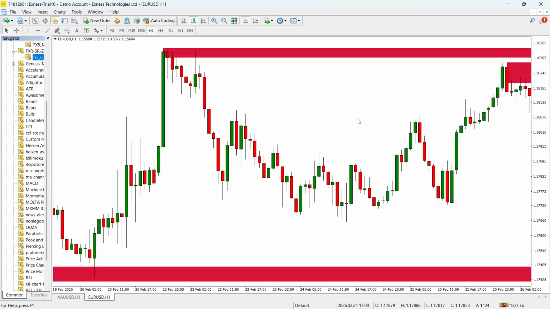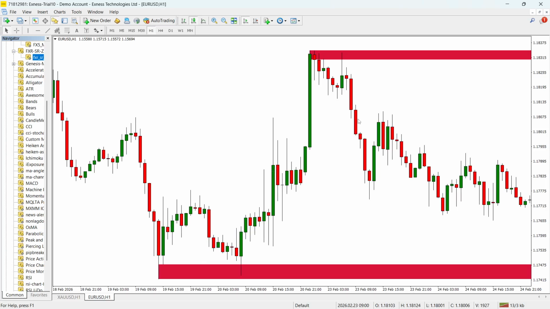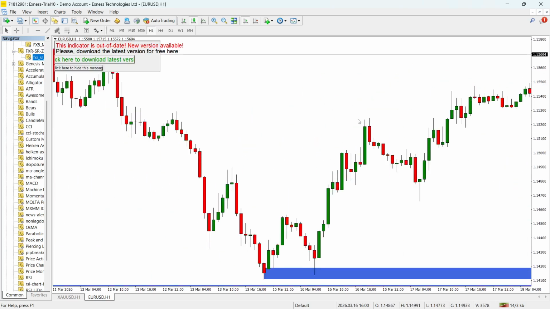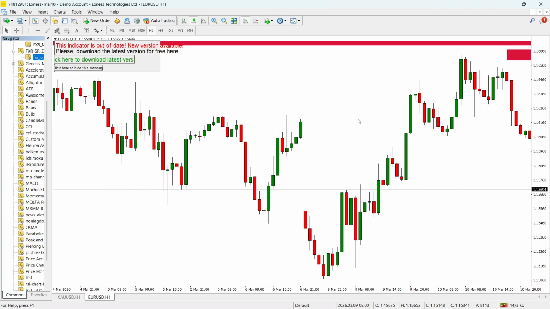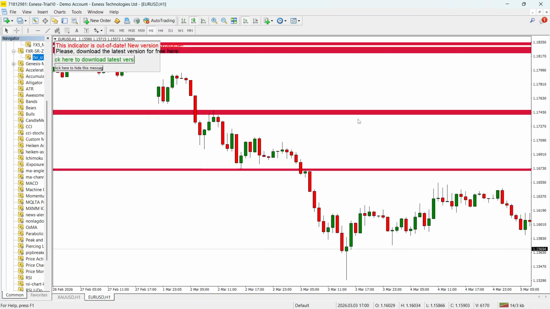Zones are still based on past price and can fail during strong trends or unexpected news events. They should be used with confirmation tools like candlestick patterns, oscillators, or other flow cues, and always within a strict risk management framework.